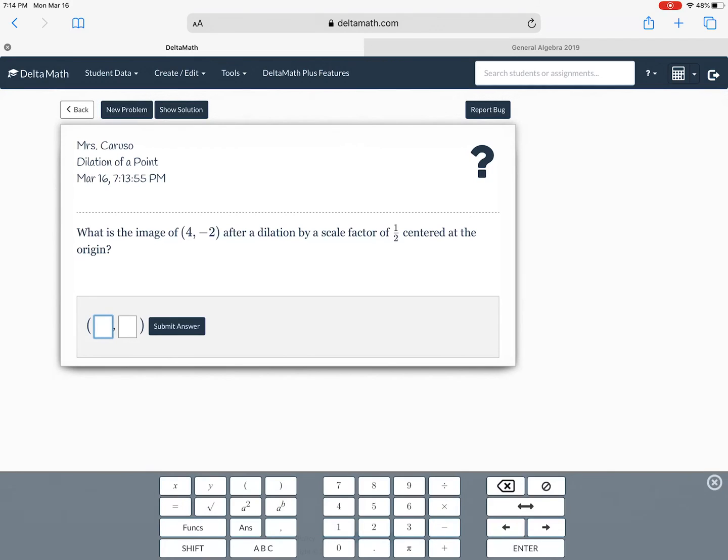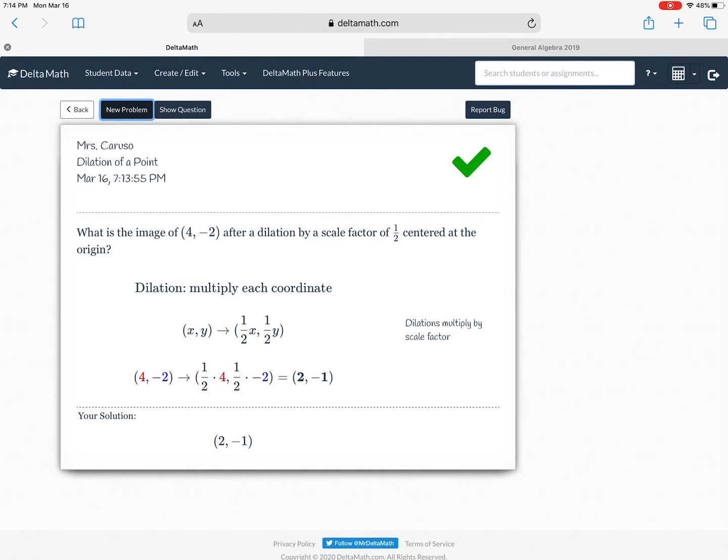So what's this one going to be? It is going to be 2. Why is it 2? Because we're dividing by 2. 4 divided by 2 is 2. What's this next one going to be? Negative 2 divided by 2. Careful. Good. You didn't lose your negative. Negative 1 is correct. I hope. Let's check it. All right, guys.